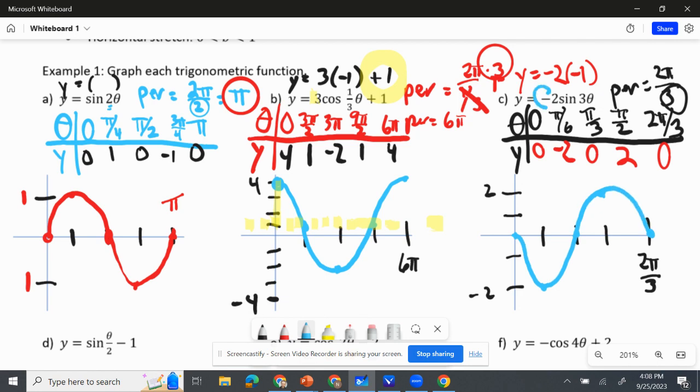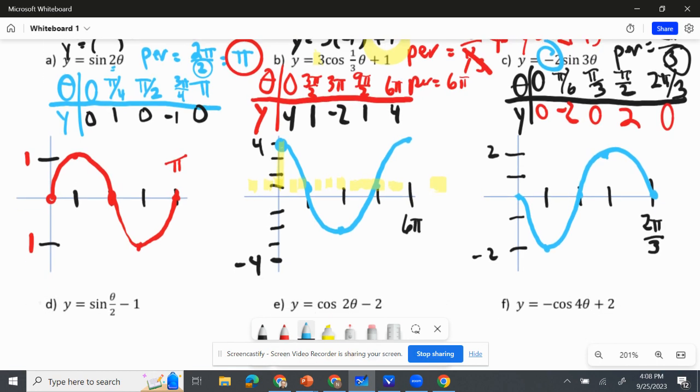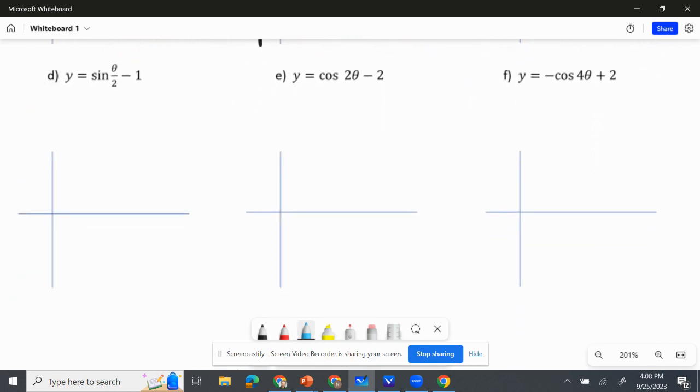And we would have figured that out because when our a value is negative, it means that it goes in the opposite direction. Pause the video and try the next 3 on your own and see how you do.